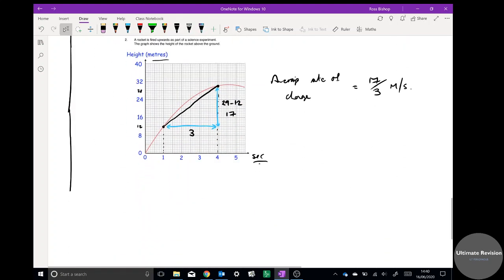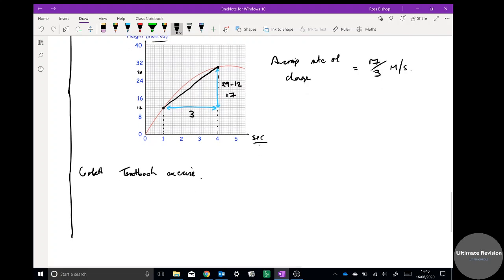Right, okay, I think you should be okay with that now. It's just drawing tangents and finding gradients at various points. I want you to have a go at the worksheet. It's one of the Corbett textbook exercises. It is much easier if you print it off. At the bottom of the worksheet, they have a blank graph for you to use for each question. So do make use of that.